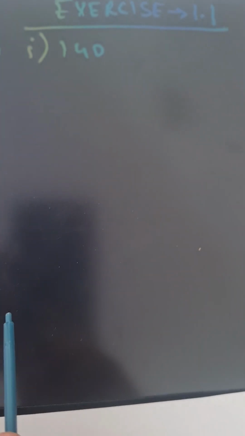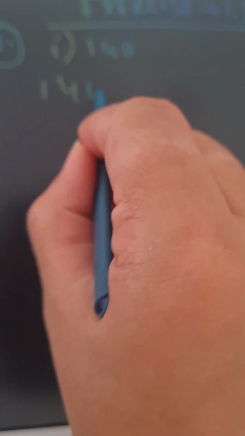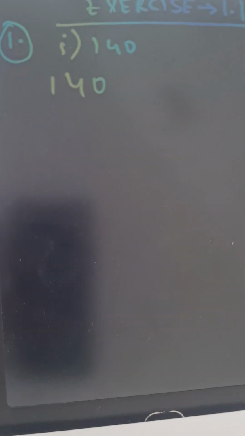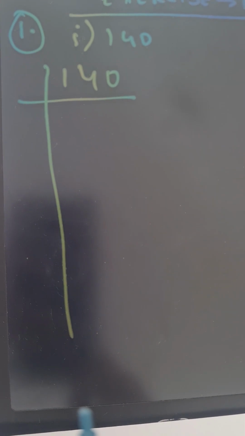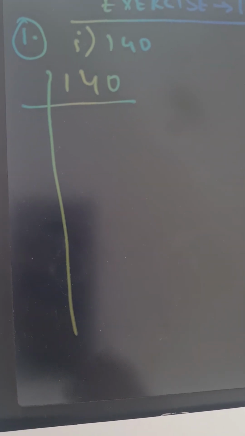So let's start with this exercise 1.1. The first question: we have to express each number as a product of its prime factors. The first number given is 140. What do you mean by prime factor? You have to show this number as a multiplication of its prime factors. What are the numbers that can divide this number 140?